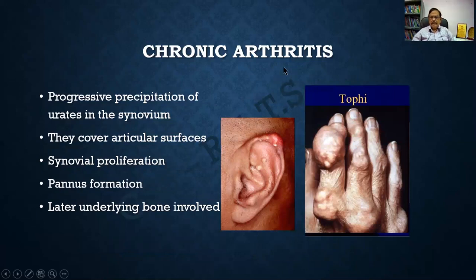In chronic arthritis, this is called a pannus. It can be seen in some sites such as the digits and the joints. The ear lobule is another site where we can get a gouty tophus.